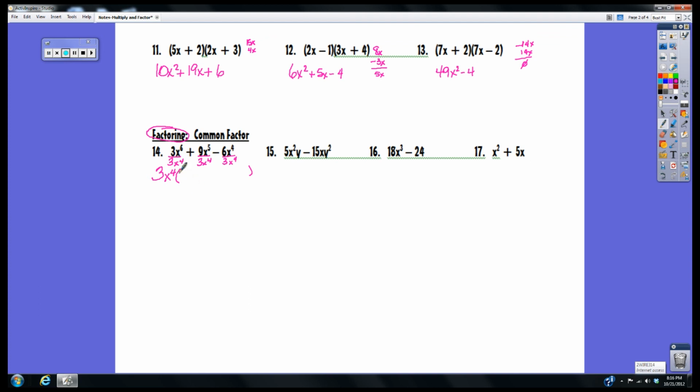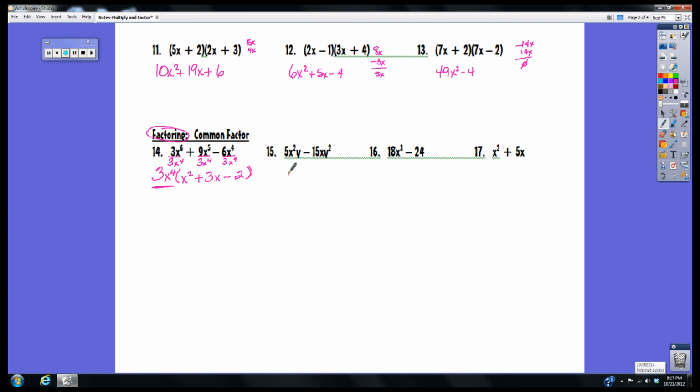So if I divide 3x to the 4th out of this first term, I'm left with x squared, because you subtract exponents when you divide, plus I'm left with 3x here, minus, and I'm left with just 2 right here. X squared plus 3x minus 2 is what you're left with when you divide out 3x to the 4th. Be sure to put what you're factoring out in the front of your parentheses.